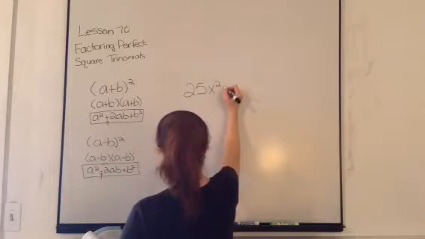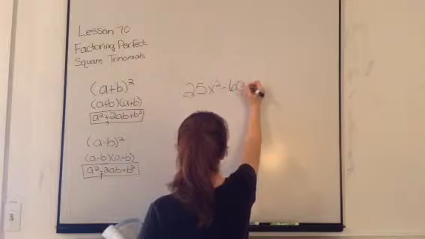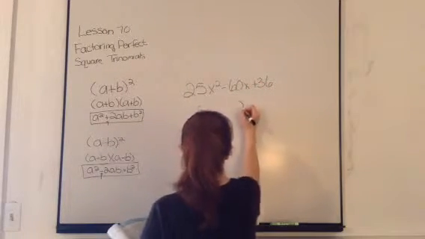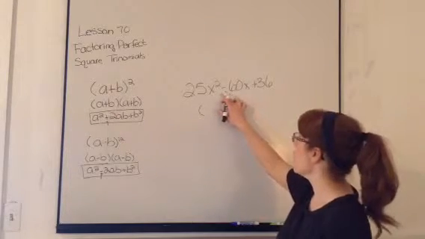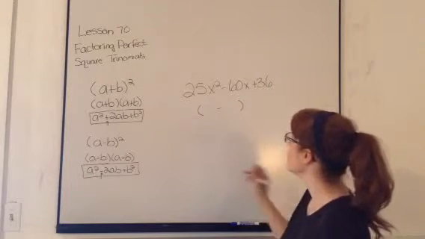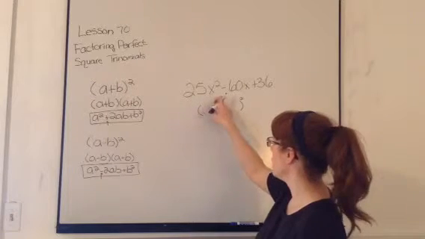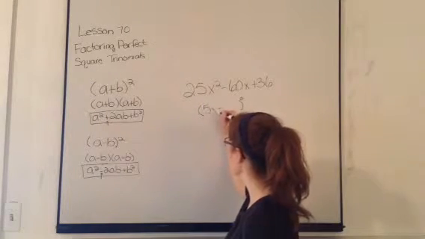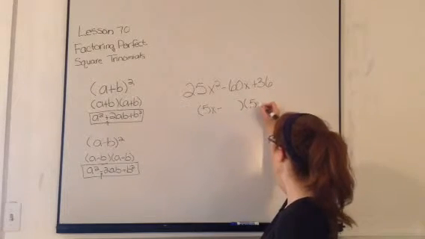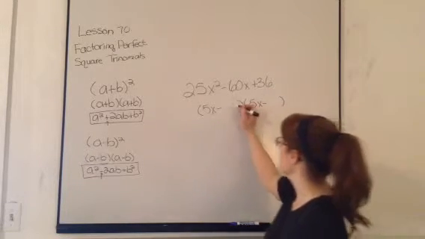25x squared minus 60x plus 36. So I'm going to make my parentheses. We're subtracting this middle term, so I know I'll be subtracting. And we're going to square this. We have the square root of 25x squared is going to be 5x. And it might be easier if I do it this way first, just so you guys can see it. The square root of 36 is 6.